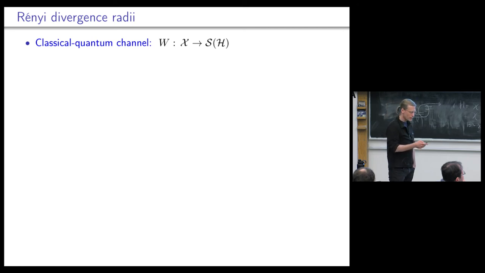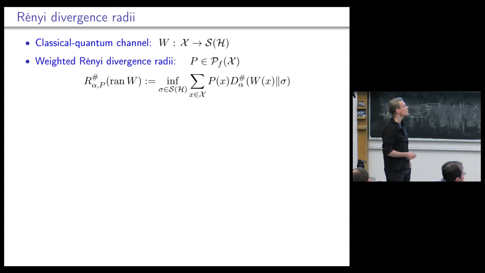Okay, so much about this, and now for the very last part, I move over to the divergence radii, which looked maybe the least motivated concepts in the first abstract part. So now I will try to convince you that they are actually important. Okay. So remember, we can consider divergence radii for an arbitrary set of states. Here we will consider a finite set of states, and we will think of this finite set of states as the output of a classical quantum channel.